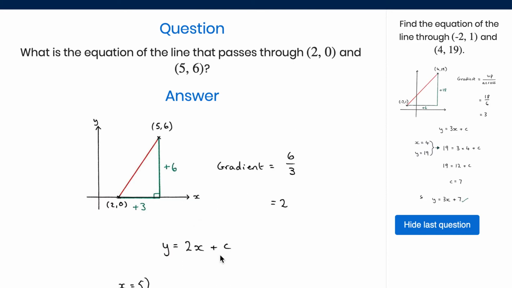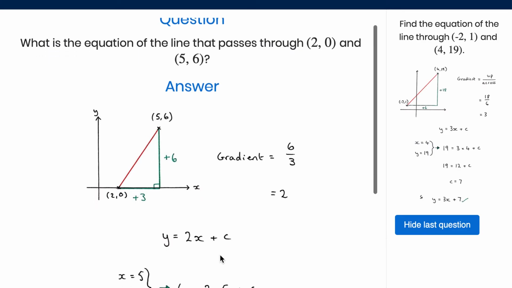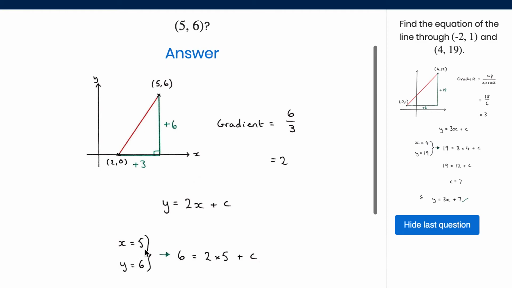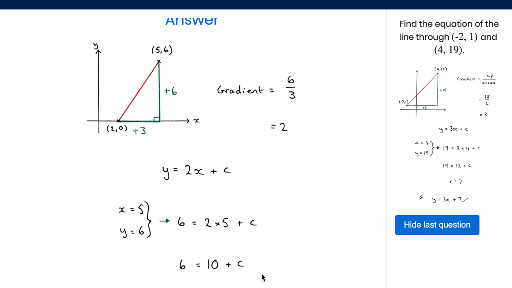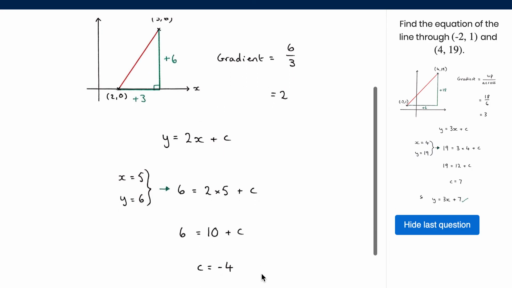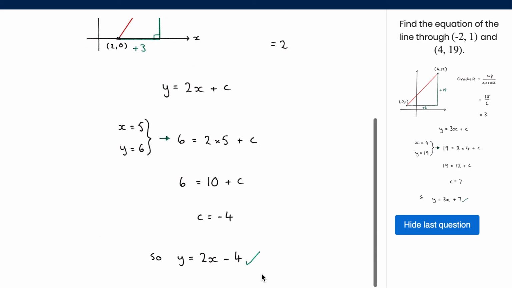And all that is left to do now is substitute one of the points into the equation to find c. And we've gone for 5, 6, which means x equals 5 and y equals 6. So 6 is equal to 2 times 5 plus c, which comes to 6 is equal to 10 plus c, and so c is equal to minus 4 because 6 equals 10 minus 4. And that's it. Our equation is y equals 2x minus 4.